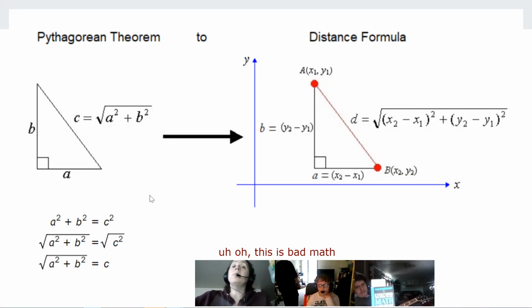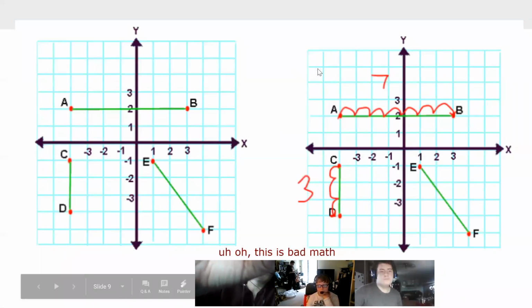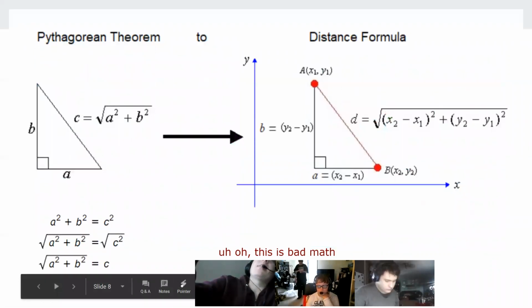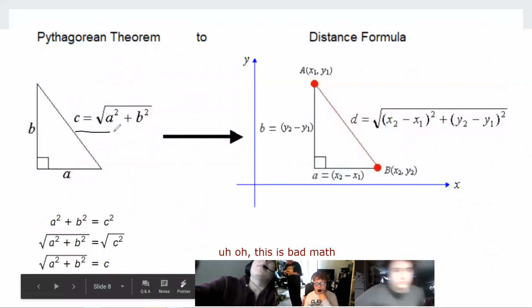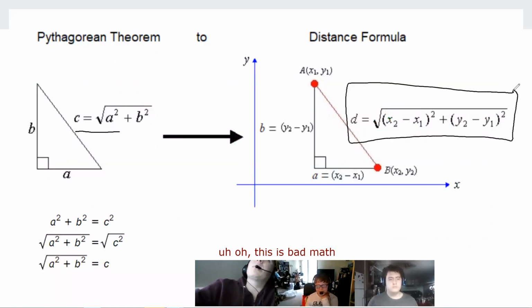Okay, so we're going to talk first about turning our segment into a triangle, a right triangle, to do that Pythagorean theorem. But the formula that you are going to want to get down, oh, not that one, is this distance formula right here.